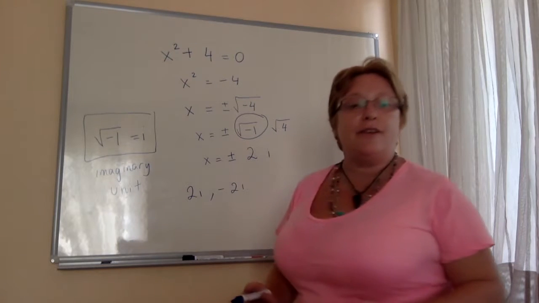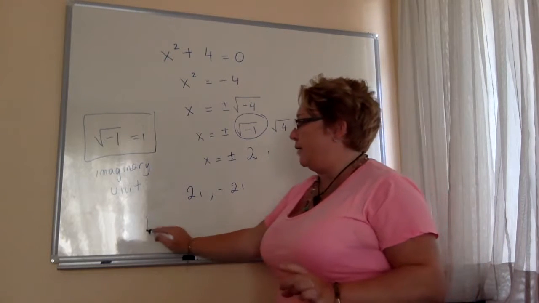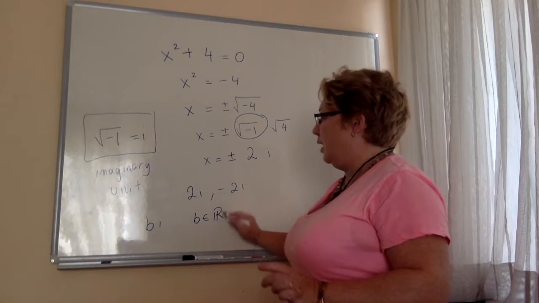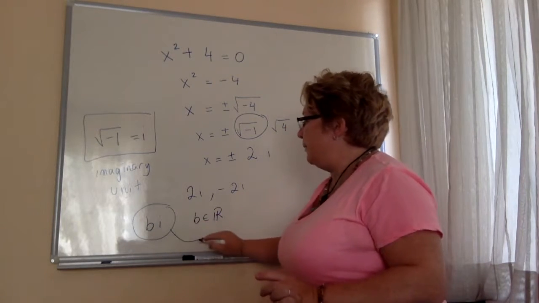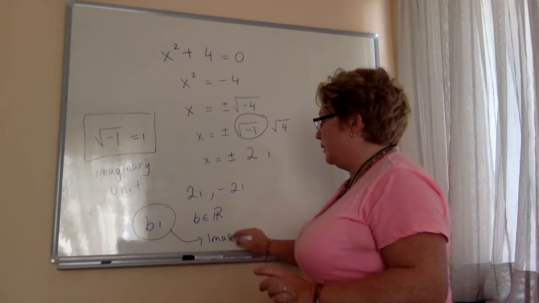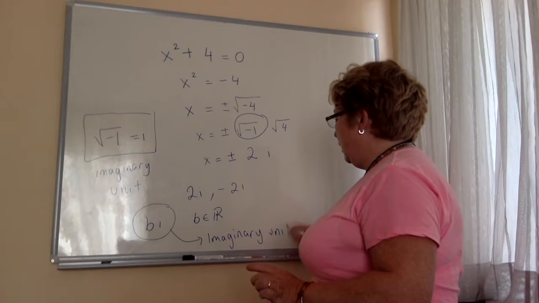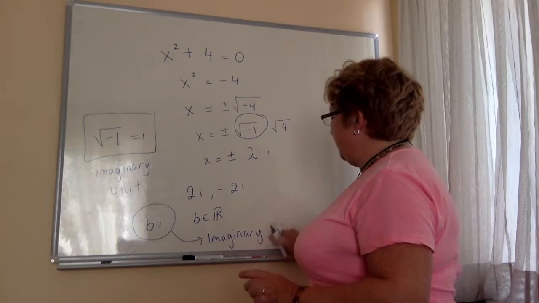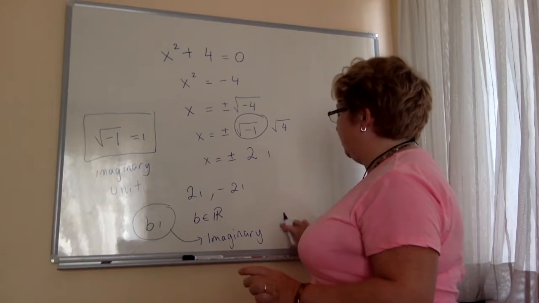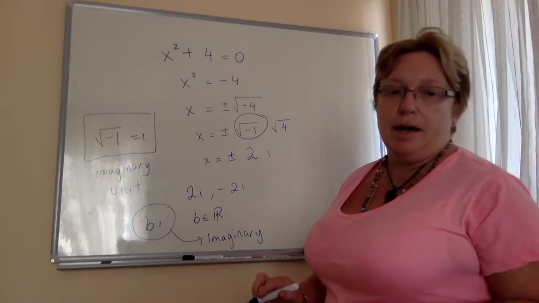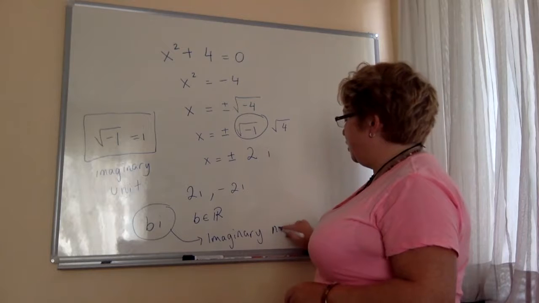Well, numbers of the form b times i, where b is a real number, are called imaginary numbers because they are the imaginary unit multiplied by a coefficient. So numbers of the form bi are called imaginary numbers.